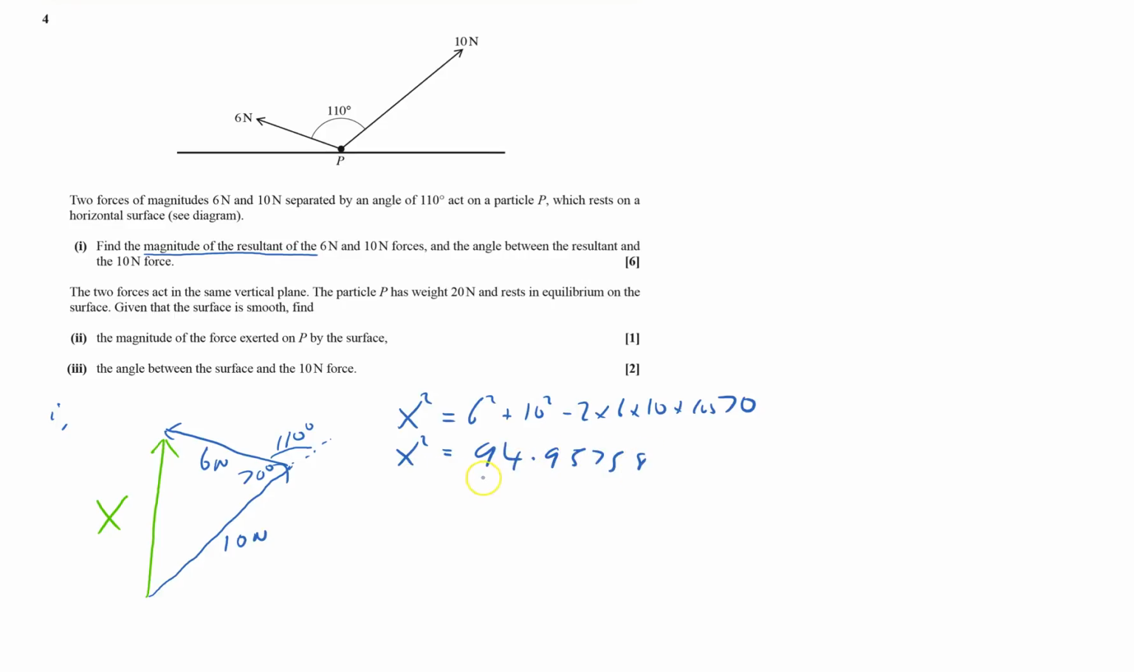94.95758. It's worthwhile doing that because you can see it's not going to be 94. But if you're writing the x squared down, it just reminds you that you've got to square root it to get 9.744618.